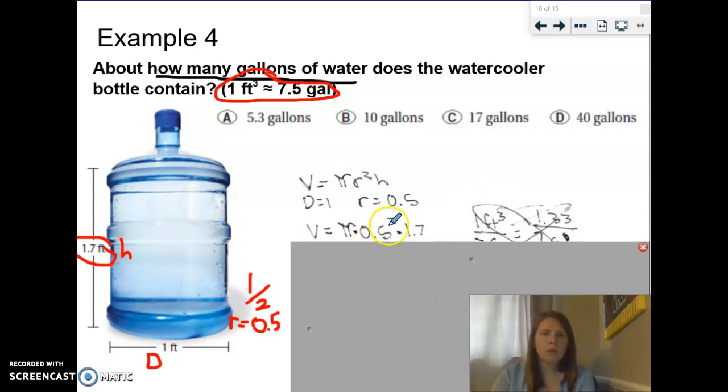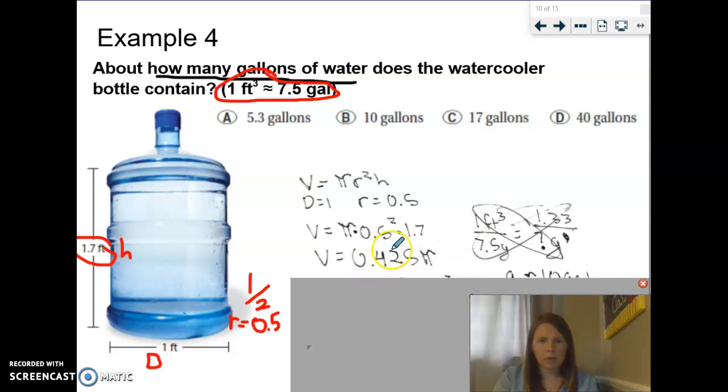All right, so what I did, plug in my radius of 0.5. We're going to square that radius, and then we're multiplying it by the 1.7. Now, squaring your 0.5 is not multiplying it by 2. Remember, that means you're multiplying it by its same value. So you're taking 0.5 times 0.5, okay? Which gives you a 0.25, and then multiply that by the 1.7.